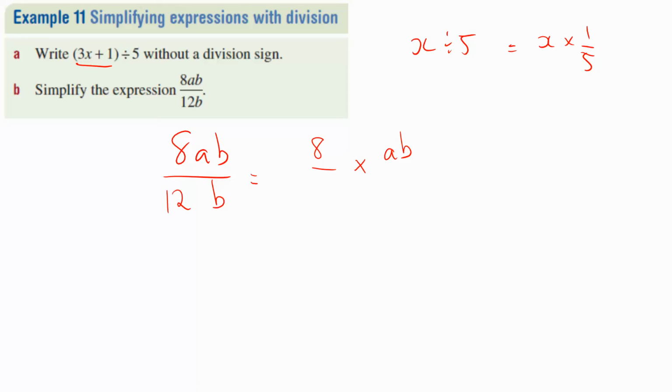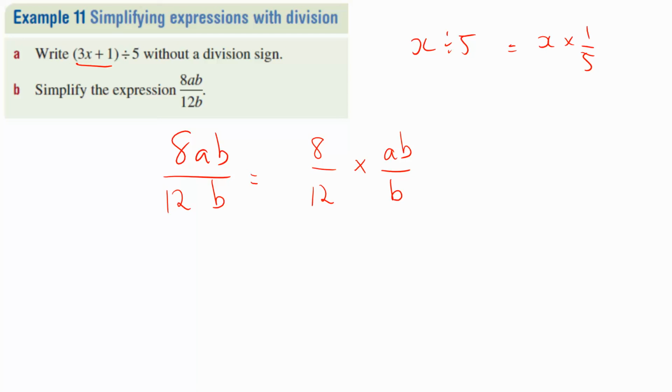Now, on the bottom I have 12b, this means? 12 times b. 12 times b, so I'm going to keep the number here, 12, I'm still timesing, the denominator is b. See, I've just split it up. Now I've got 8 and 12, this means times, and 12 times b, I still have 12 times b. So they're still the same, but I split this up.